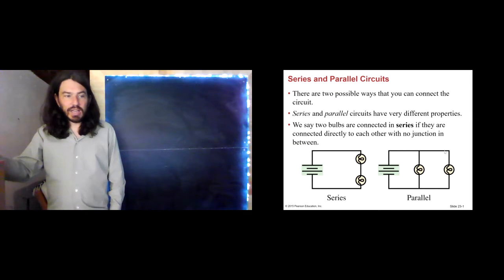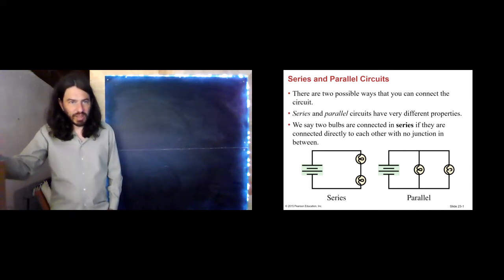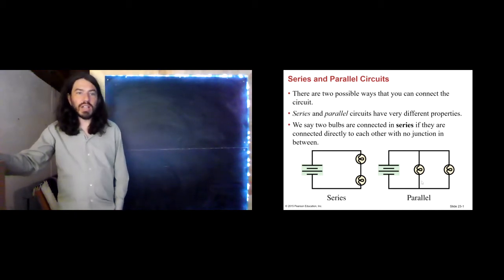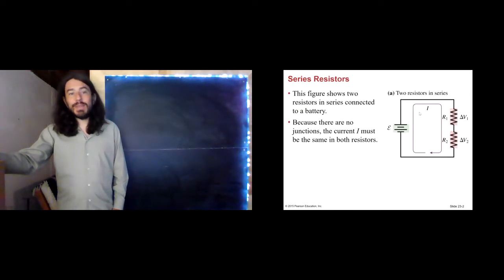However, between here and here, clearly a junction. Whether we take this path or this path, there is a junction in between those. Therefore, these are not in series. These are in series. We'll get to a good definition of what parallel means in a little bit. For now, we'll say two elements are in series if all of the current that goes through one also goes through the other.